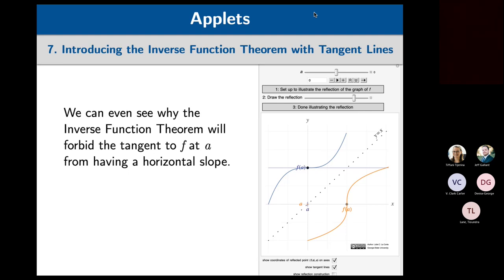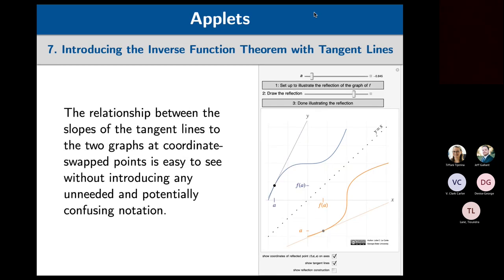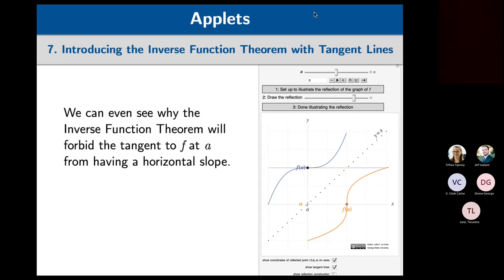When a vertical slope appears on the inverse function's graph, the tangent line disappears. And that gives us an opportunity to discuss why the tangent line is not defined at the point on the orange graph indicated.